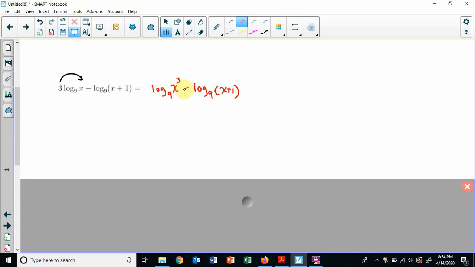Look at what operation is in between them, a subtraction. So that means I can smush these together into a single logarithm with that same base 9. But what way are they going to relate? There's a subtraction here, so that means there's going to be a division in a single log. What goes on top? x to the third. What will go on the bottom? x plus 1. So I have compacted this down to a single logarithm, and it looks beautiful, right?